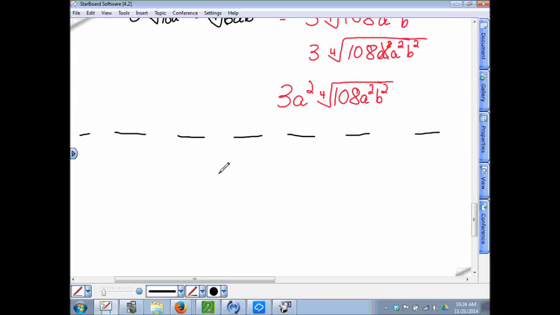Don't worry, dividing's so much easier always than multiplying, right? Wouldn't you rather always divide than multiply? Because with division, sometimes you end up with cool fractions. That's way better. So, dividing radicals.